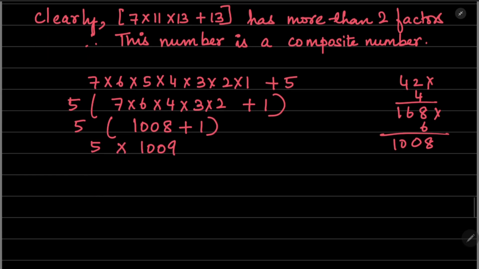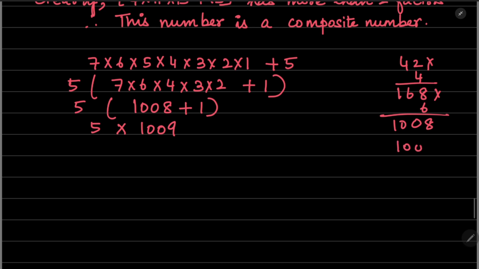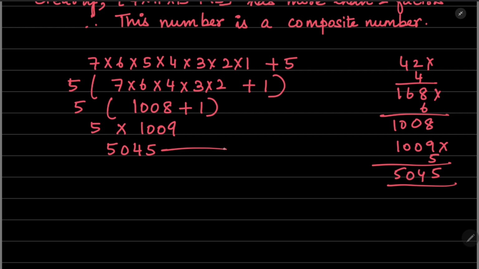Whatsoever be the product. So 1009 multiplied by 5, 9 5s are 45, so you are getting 5045 as the product. So again, what are the factors? One is definitely a factor.